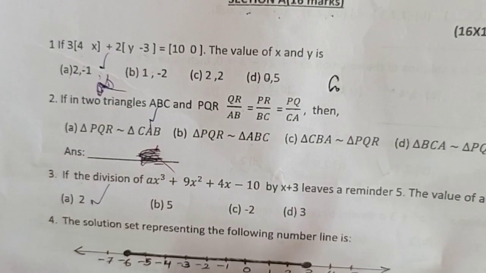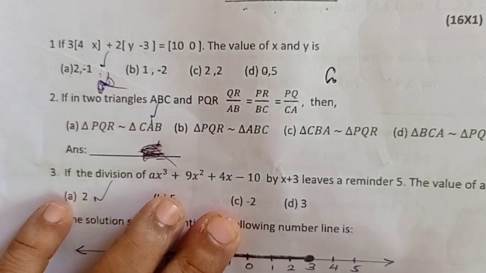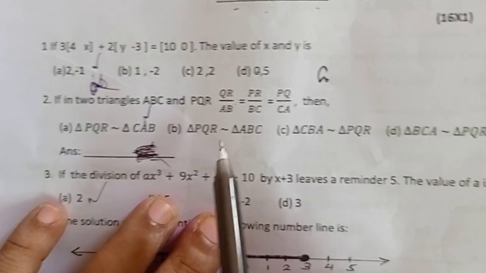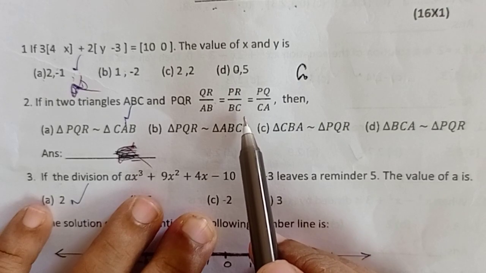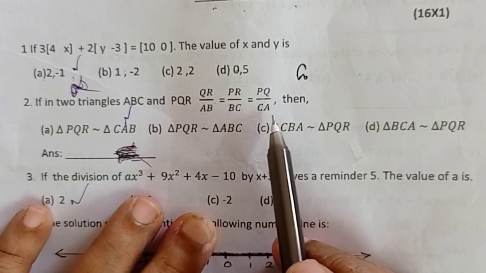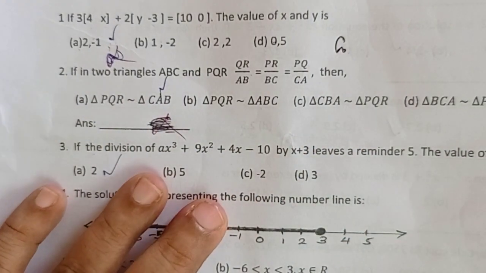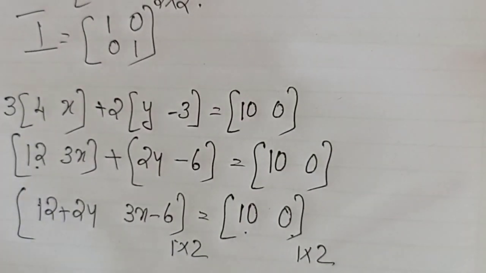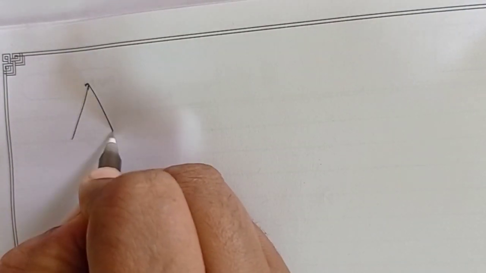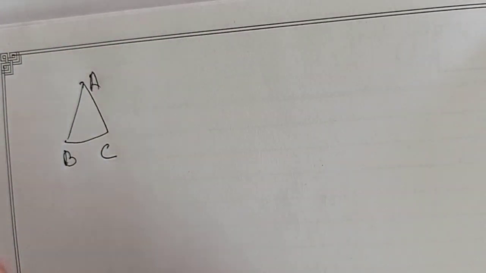Okay, students? Then, second problem: if in two triangles ABC and PQR, QR by AB is equal to PR by BC is equal to PQ by CA, then which triangle is similar to which triangle? Okay, students? Then we can draw. The first one is ABC. All of you draw here a rough figure. ABC, and the second one is PQR.